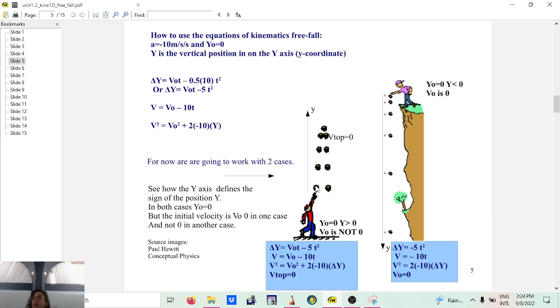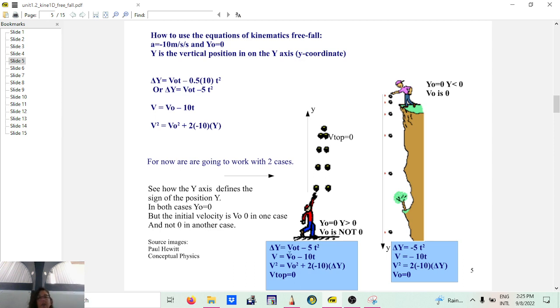negative 10. At the top, what's happening? Stop, so velocity is... Can I say that the acceleration is zero? No, right? And on the way down, it's gonna what? Speed up or slow down? Speed up. And the velocity will be negative and acceleration is still negative 10.